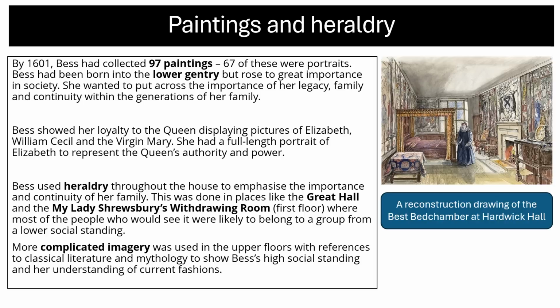More complicated imagery in the tapestries was used in the upper floors, with references to classical literature and mythology to show off Bess's high social standing. So basically, the paintings on the wall and the heraldry are all giving a message that Bess is important and powerful, but done in slightly different ways depending on whether it's going to be lower people in the house looking at it or wealthier people in the house looking at it.